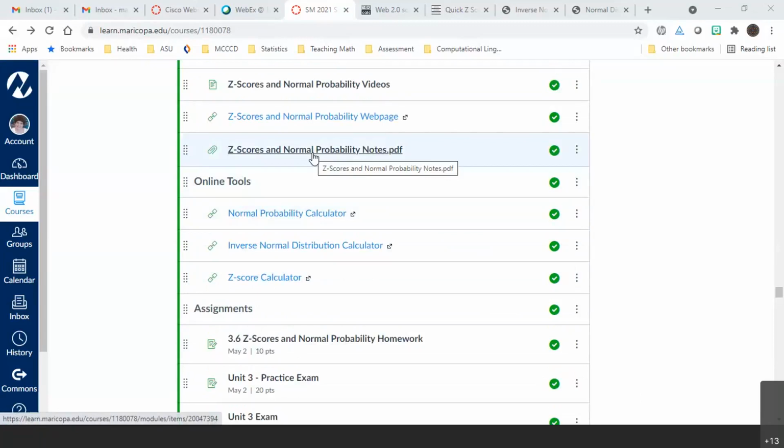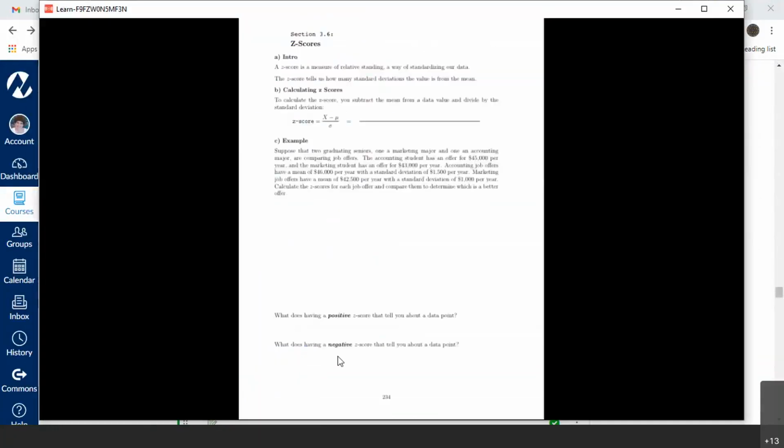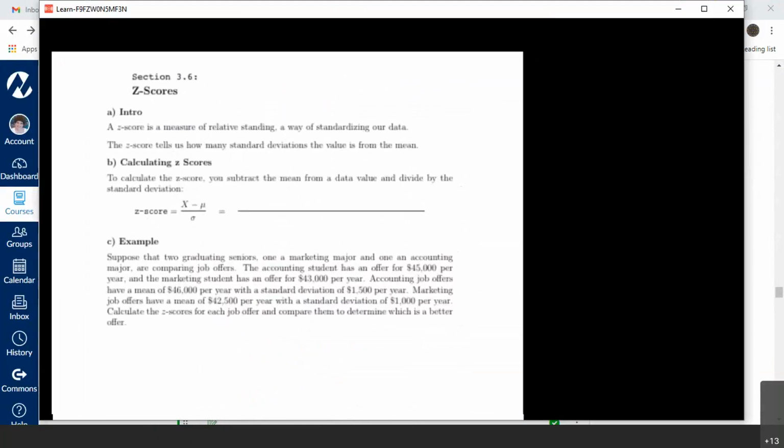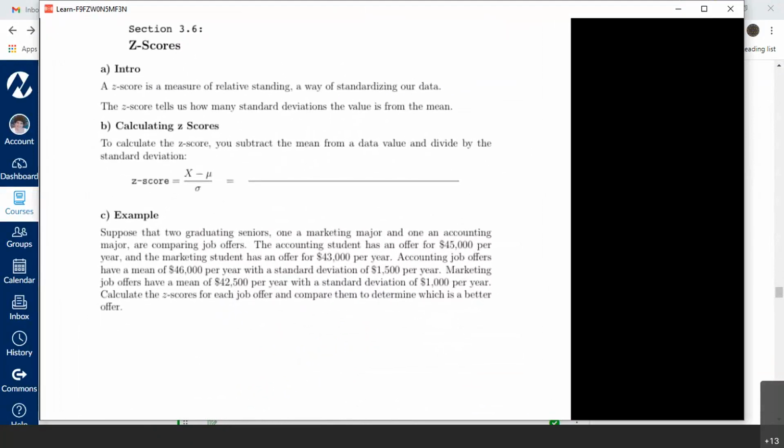Give me a moment to open this file. Okay, and let me share this file with you. All right, everybody should be seeing section 3.6, z-scores. And it's more than just z-scores, so we'll talk about this as we go along.